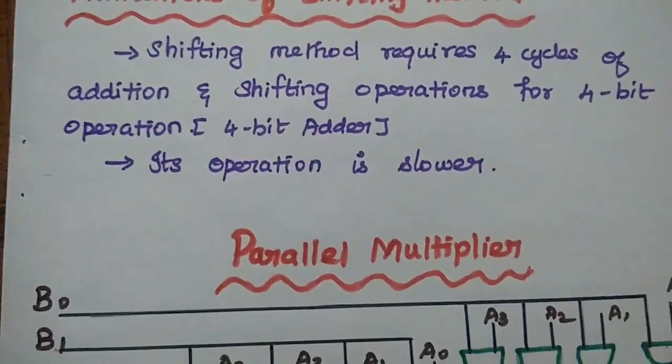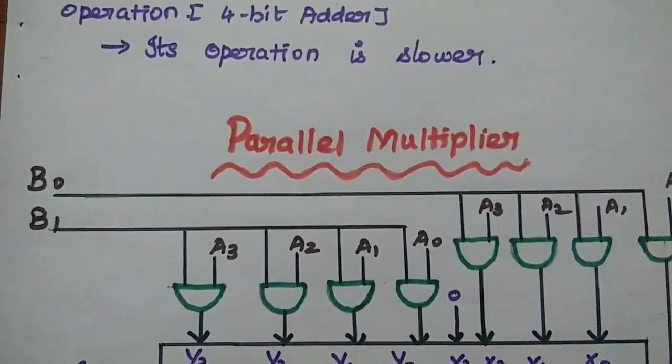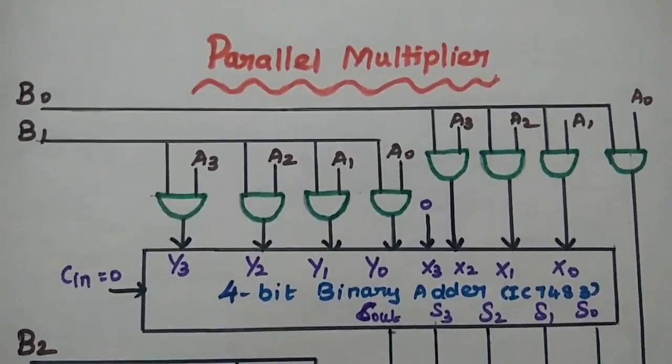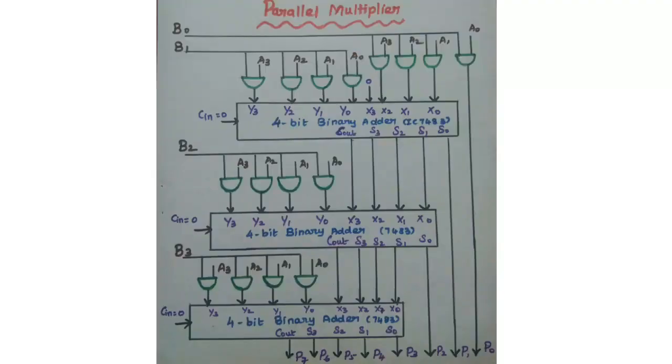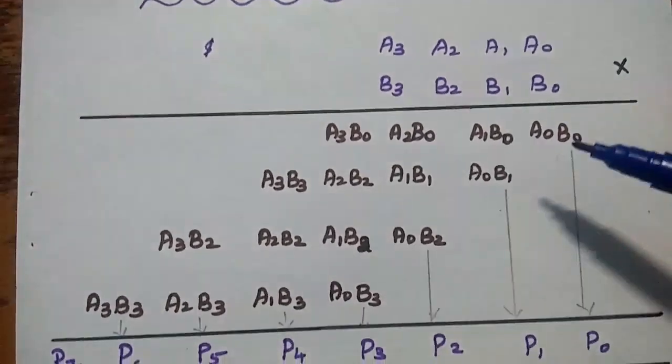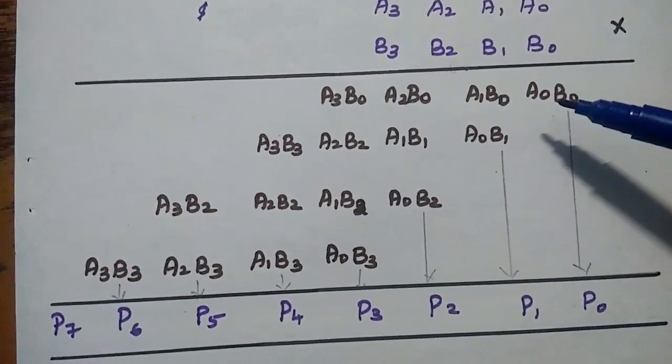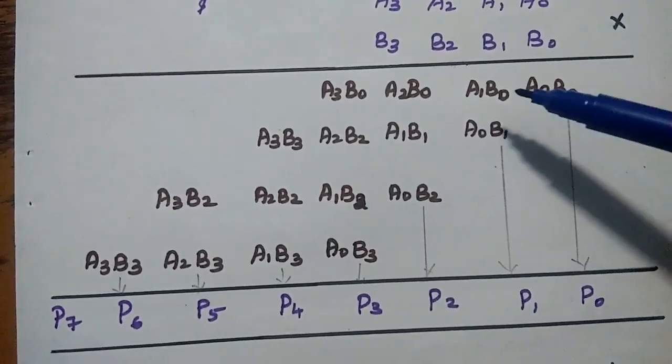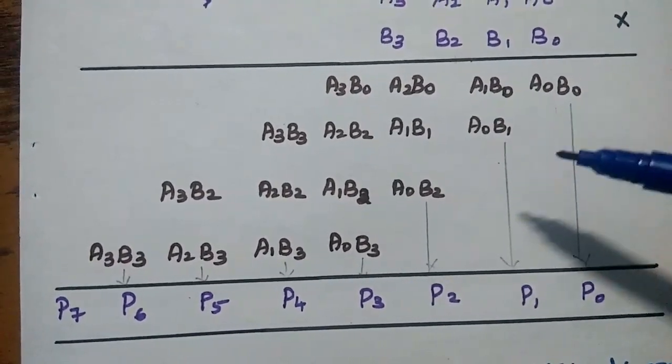In order to overcome this limitation, we go for the parallel multiplier. Parallel multiplier requires 4-bit binary adders and 16 AND gates. The generation of partial products and their additions are performed in parallel. That is, simultaneously we can perform the partial products and their addition in this parallel multiplier. So this is the 4-bit by 4-bit binary multiplication process. Here we perform the partial product as well as the addition operation all together simultaneously.